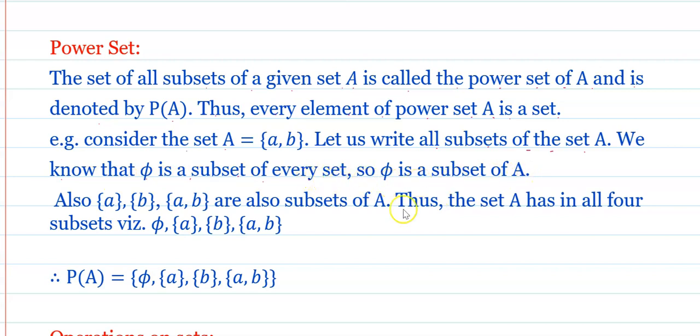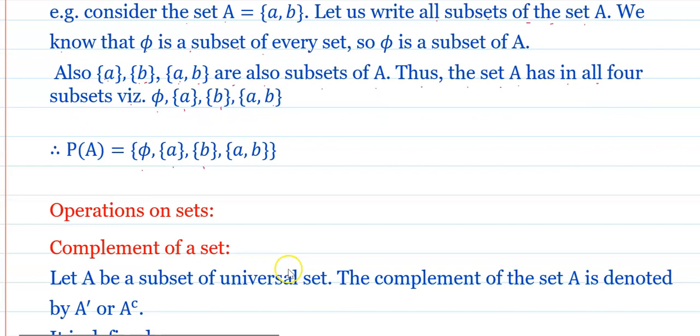So phi is a subset of A. Also, what are the subsets of this {a, b}? First is {a}, {b}, {a, b}. I will repeat again. {a}, {b}, {a, b} are also subsets of A. Thus, the set A has in all 4 subsets, namely phi, {a}, {b}, {a, b}. Therefore, the power set P of A is equal to {phi, {a}, {b}, {a, b}}, like this. Then how many elements are there? There are 4 elements.